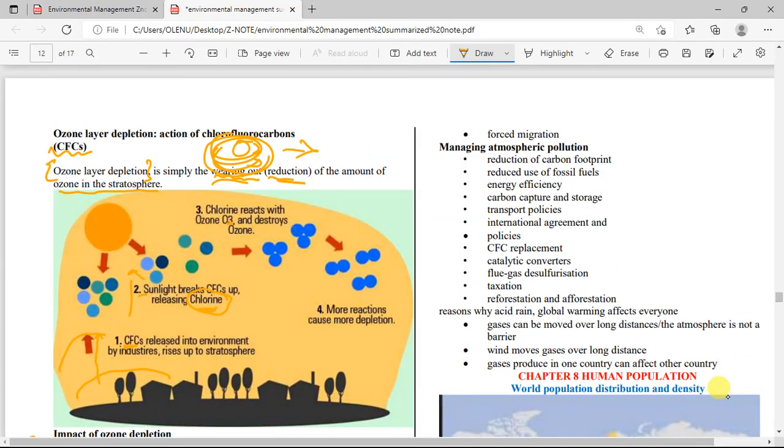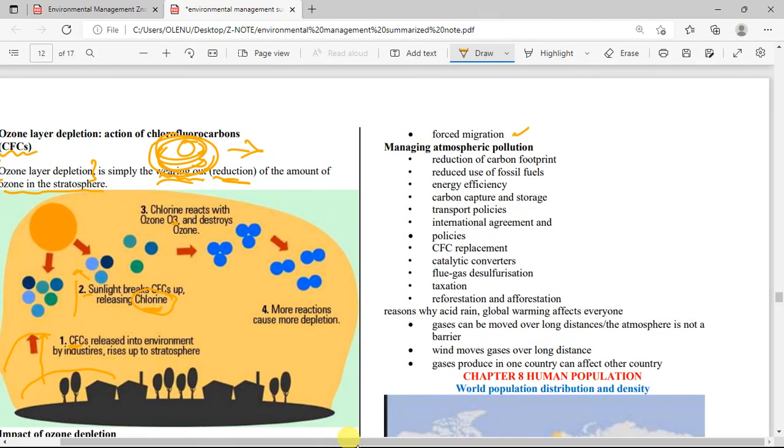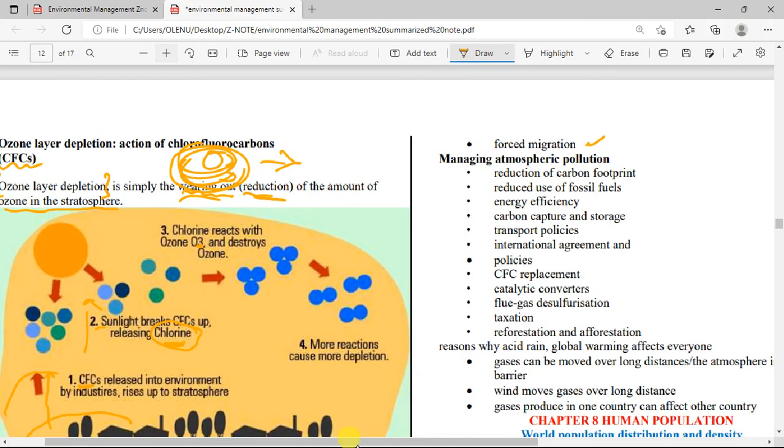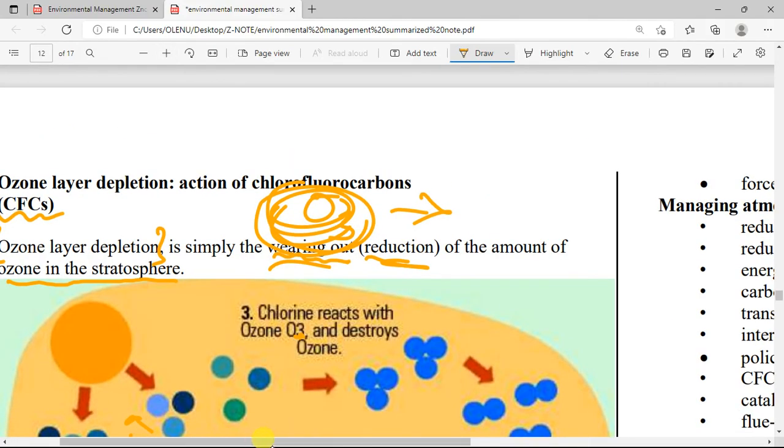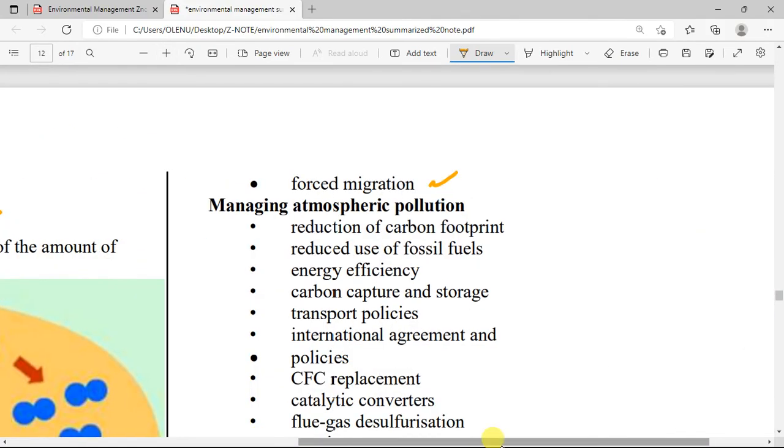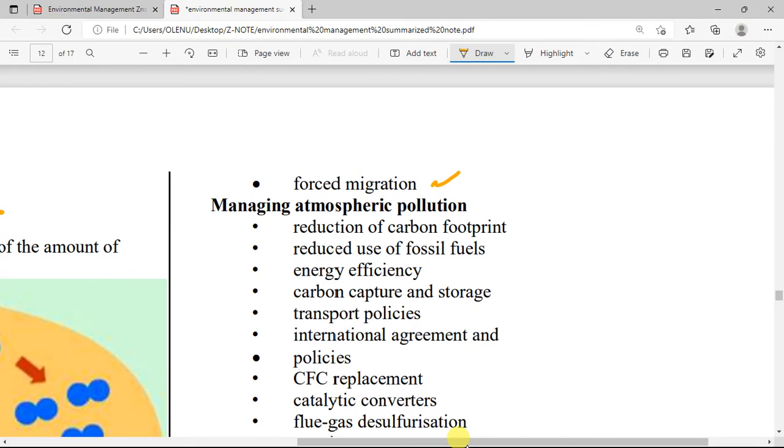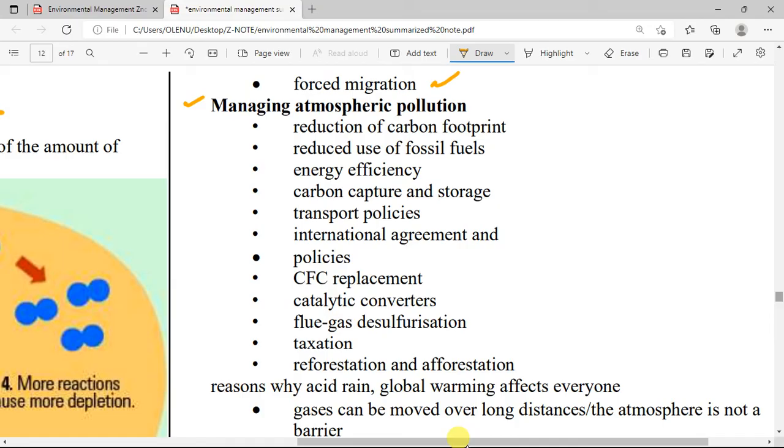Now, lastly, it can also lead to forced migration because the temperature within that area is too hot. With climate change, people will tend to leave such an environment. So quickly, let's now look at the last part of this syllabus, which has to do with managing atmospheric pollution. How do you manage pollution from the atmosphere?